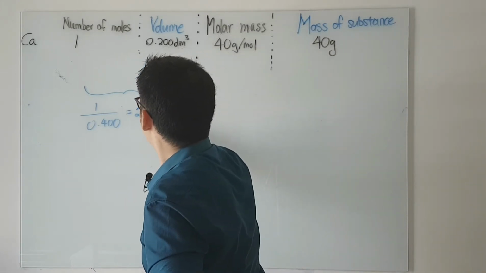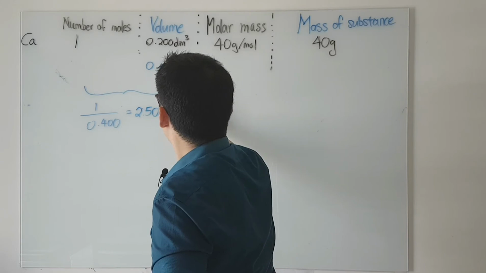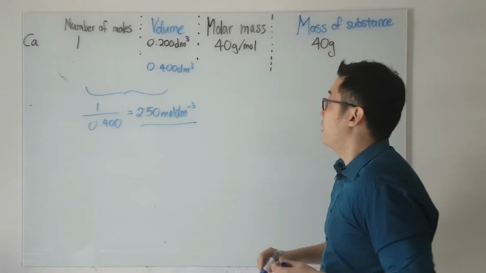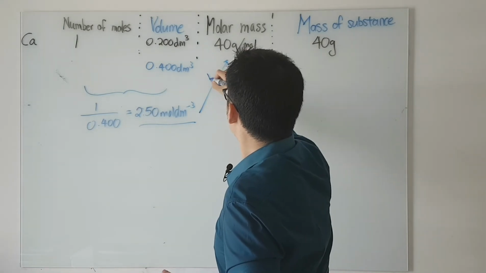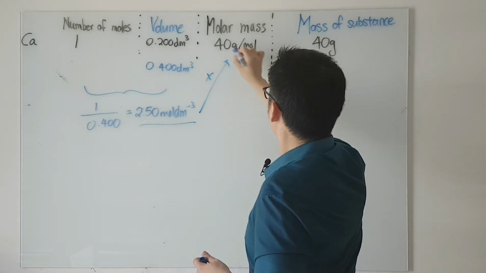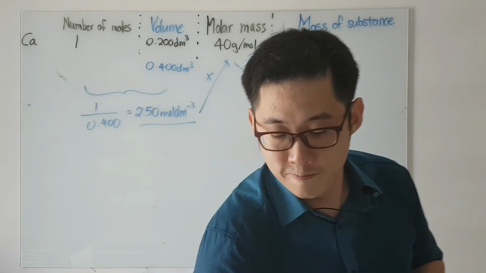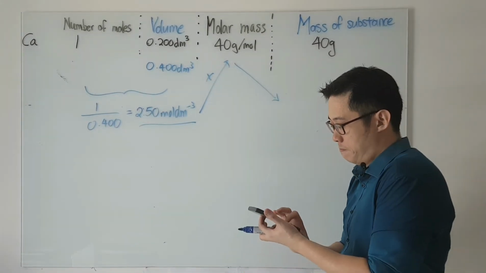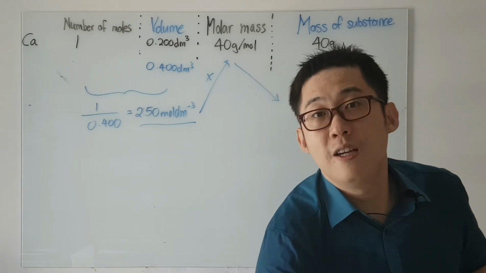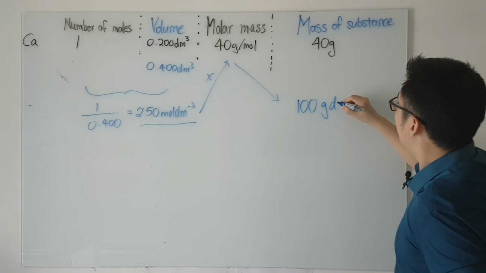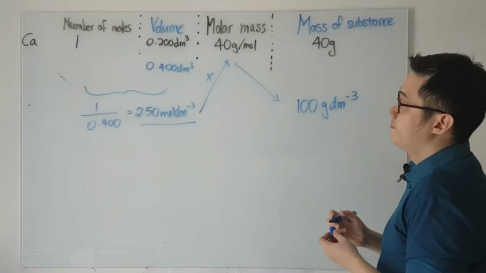2.50 moles per dm cube. Now, students, with this in mind, all I need to do is to times the molar mass, takes 2.50 times 40, to give me a total of 100 grams per dm cube.